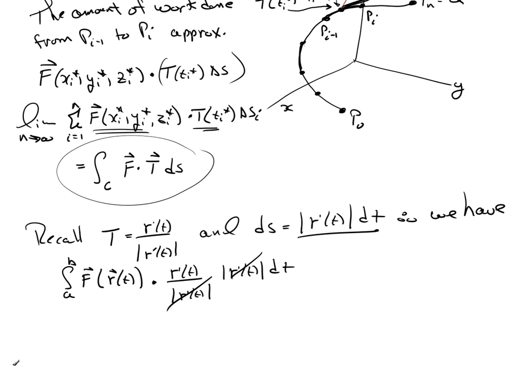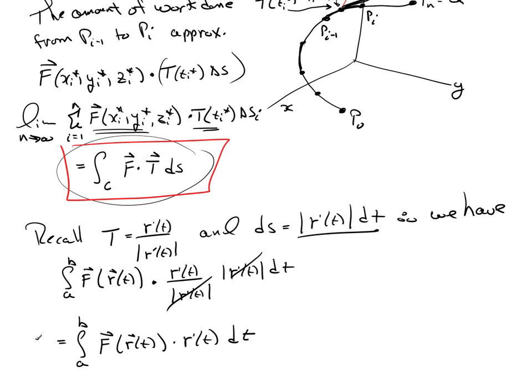So those will just cancel out, which gives us the integral from a to b of f of r of t dot r prime of t dt. And let's keep that up here. This is one form. This is yet another form.